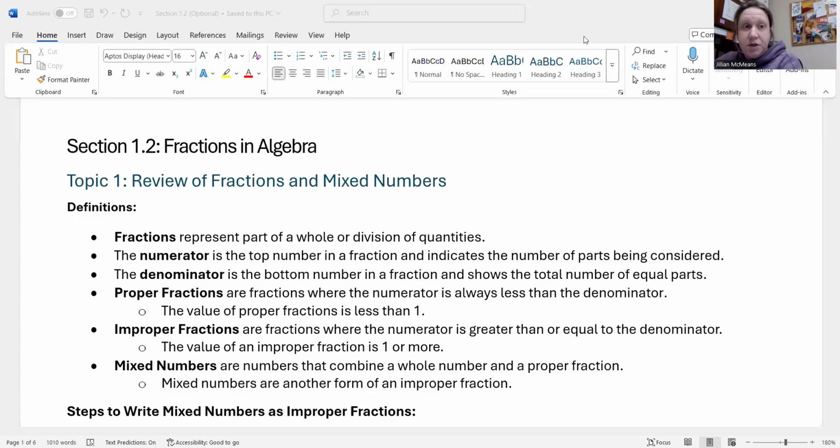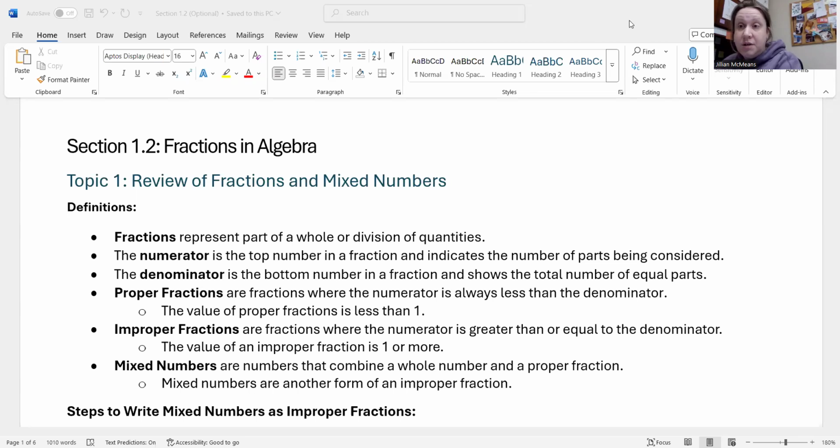Okay, section 2 of this chapter is optional and it's fractions in algebra. So it's just a big review of fractions, okay? So first topic is review of fractions and mixed numbers. So several definitions, then we're going to look at converting between improper fractions and mixed numbers, okay?